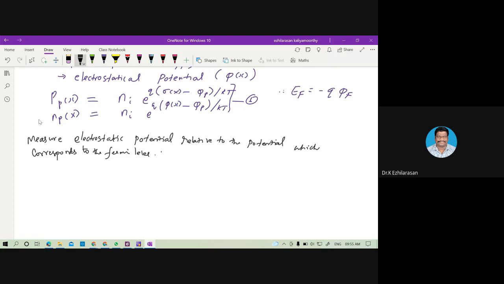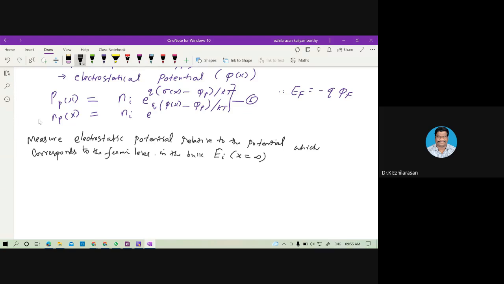Fermi level in the bulk actually. So how can we represent this? Along the x-axis in the bulk, I can say x goes to infinity. So the electric field vector is equal to infinity, I can say.